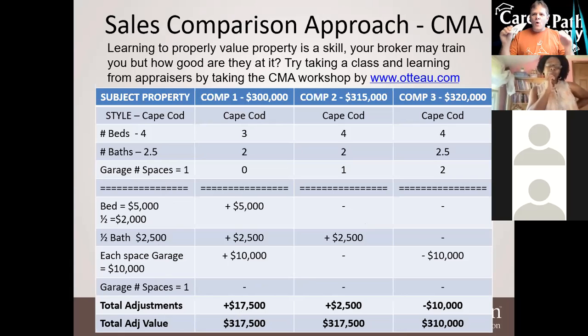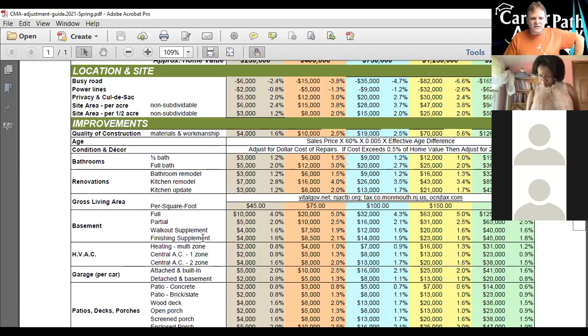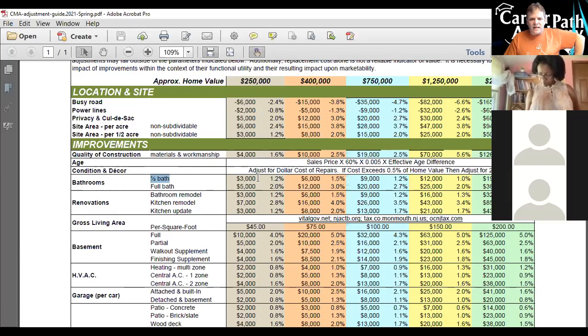I'm here to teach you when to add and when to subtract from a comparable value. How much to add or subtract, how much one of these differences is worth, depends on the market that you're in. You need to know your marketplace. Now, how are you going to know that? Through experience. Well, you guys are getting started brand new, so you're not going to know that. You're going to need some sort of guidance. This is why I suggested that you take this CMA workshop, and then you could use something like a guide like this that would give you those adjustments. Look, they tell you here, a half bath for a home in the $250,000 price range is equal to 1.2% of the home's value. Okay, that's where you get it from.